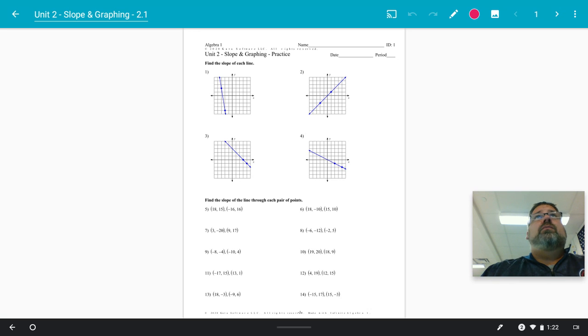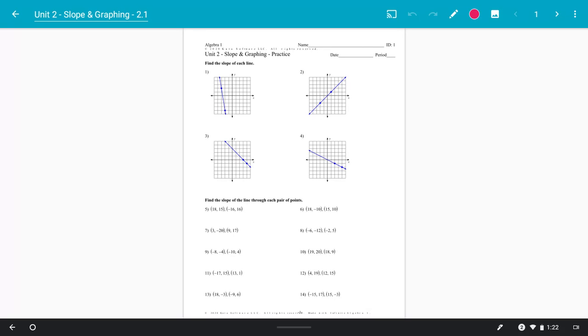I want to back up a little bit and have a little refresher about slope, and then also a couple more examples in graphing. This is the work that you'll be doing today. This is the actual sheet that is on your Google Classroom, and you're going to be doing all of these on your own. So let's go to work.